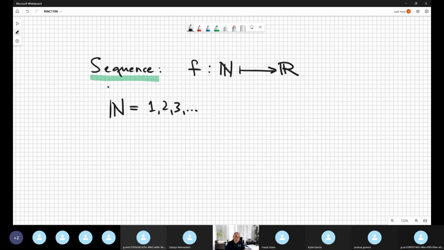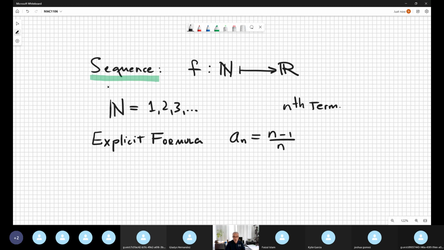Now, to represent a sequence, you use one thing called an explicit formula. Explicit formula of the sequence. And normally the letter that we use, I don't know why, is a sub n. A sub n represents the nth term of the sequence. Suppose one example to understand: you have n minus 1 divided by n. This equation is giving this explicit formula.